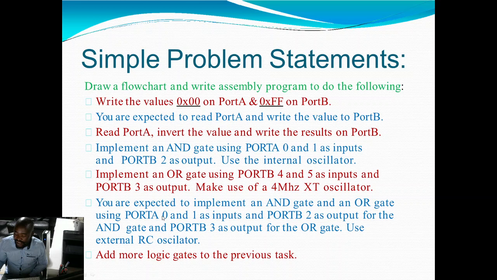So we have RA0 and RA1 as our two inputs for the AND gate, and the very same RA0 and RA1 as our two inputs for the OR gate. But the output of the AND operation will be RB2, and the output of the OR operation will be RB3. We are using RA0 and RA1 as inputs, right? Use external RC oscillator for this example. Let's quickly look at the circuit for that.